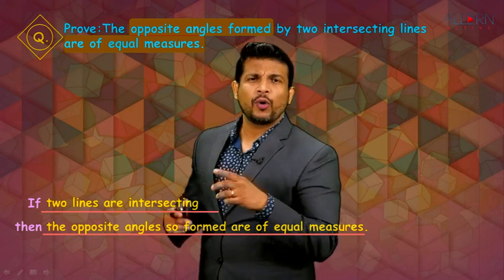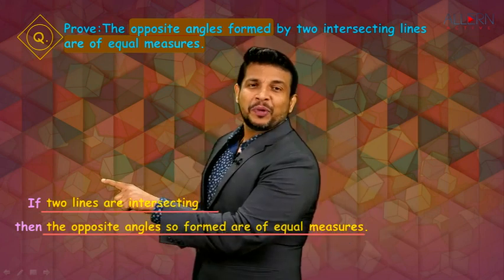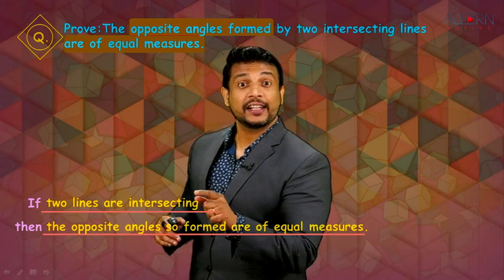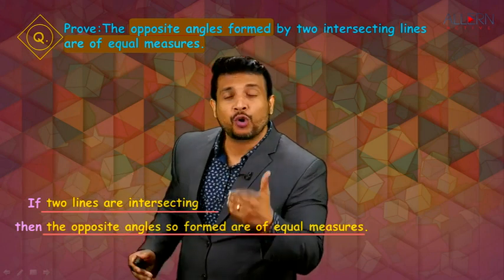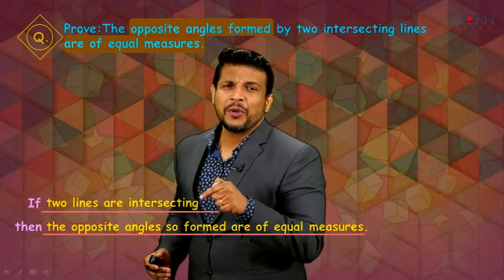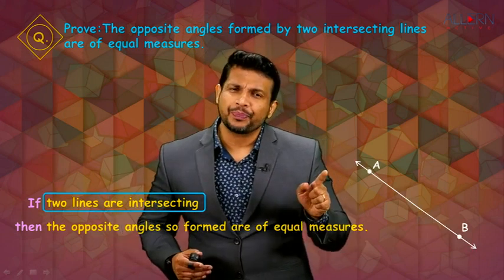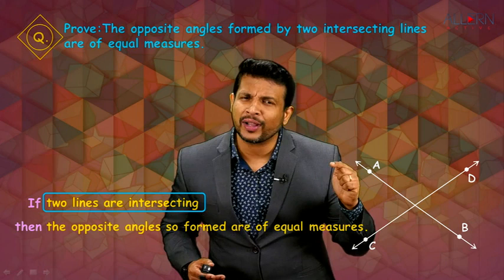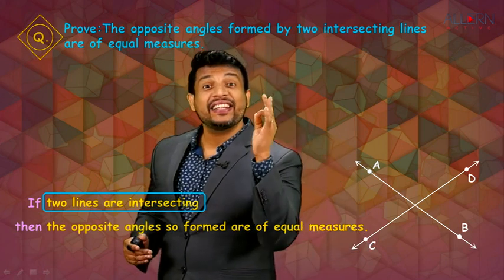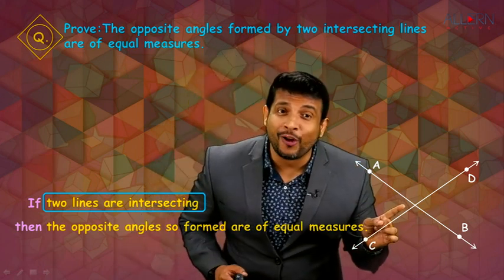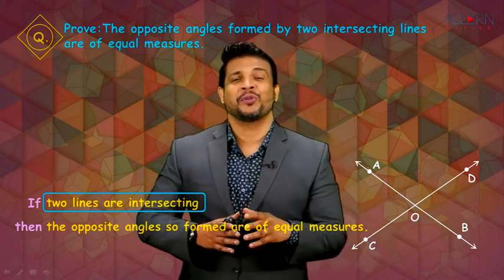Now we know what is the given. Whatever is between if and then. So two lines are intersecting. So now we know what we are supposed to draw. What are we supposed to draw? Two intersecting lines. So let's have that. So we have two lines here. One is line AB, the other one is line CD. They are intersecting. So they intersect at a point. And let's take that point as O.